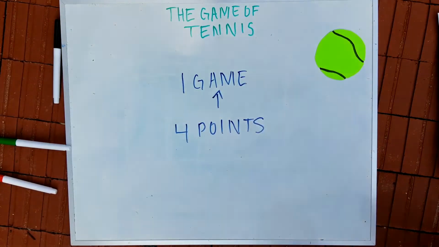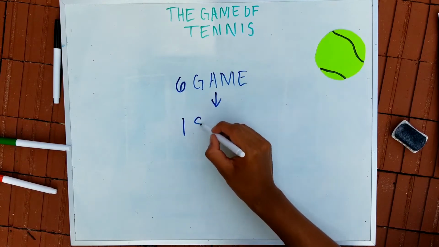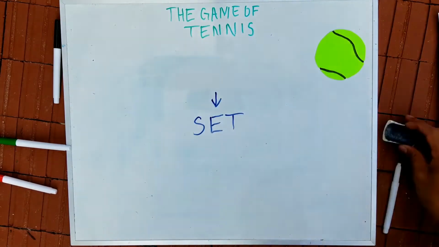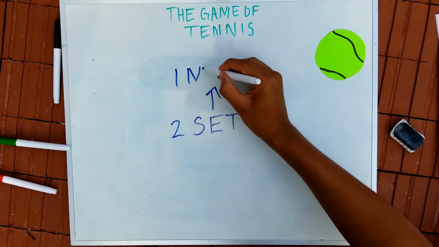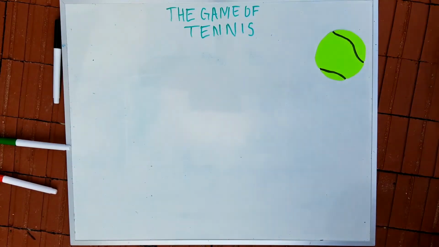So in tennis, you need to get 4 points in order to win one game. And you need to win 6 games in order to win one set. And you need 2 sets in order to win one match. So hopefully that wasn't too confusing. Hopefully you'll be able to follow along.